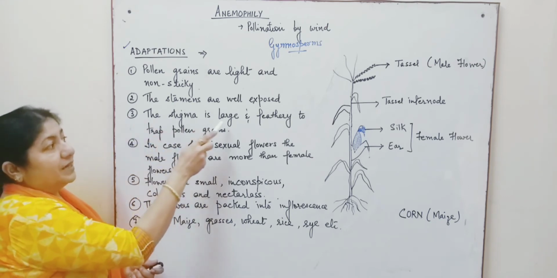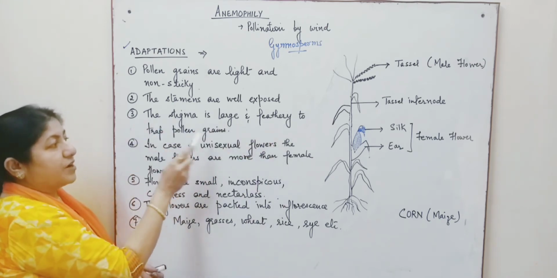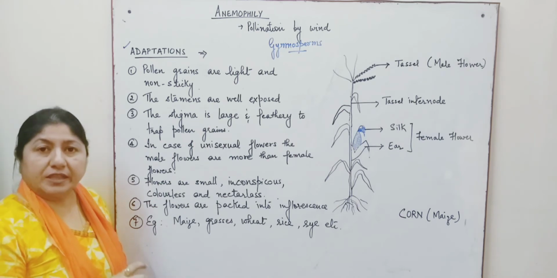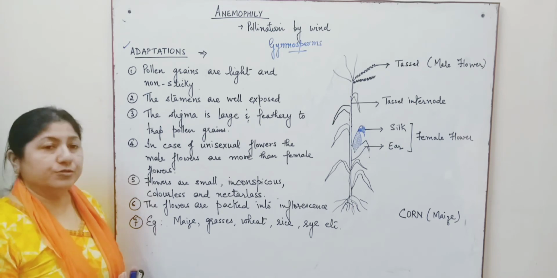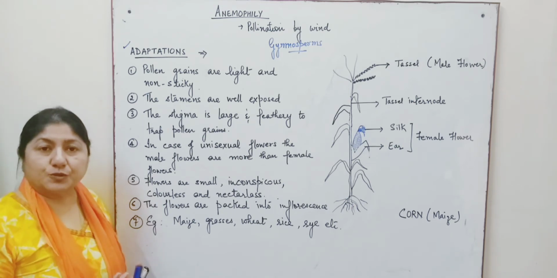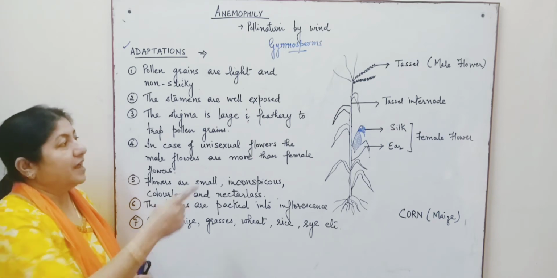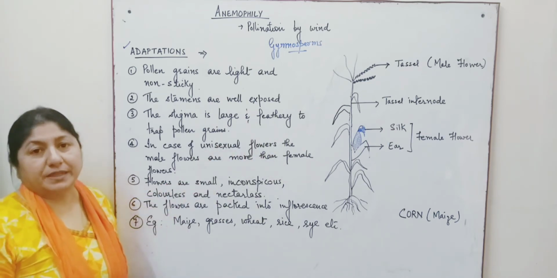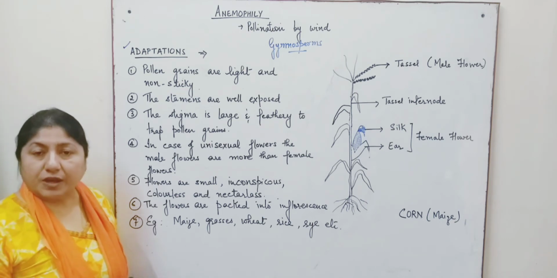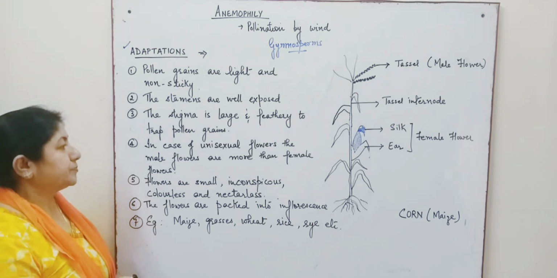The stigma is large and feathery to trap the pollen grains. Now, when the pollen grains are carried by the wind, the stigma must be suitably exposed. It should be large enough to accept the pollen grains, and the feathery nature of the stigma helps in trapping the pollen grains as they move along with the current.